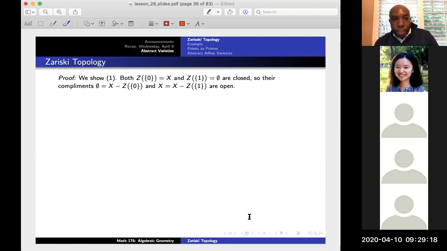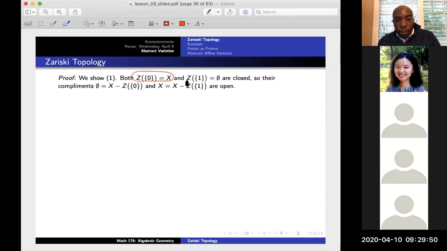Now, let's look at the zero polynomial. So the polynomial where it's always equal to zero. For the zero polynomial, it vanishes everywhere in the space. So that's this first statement here, that the zero set of the zero polynomial is the whole space, right? Because again, if it's the zero polynomial, then it's always zero. So that's what it means to be the whole space.